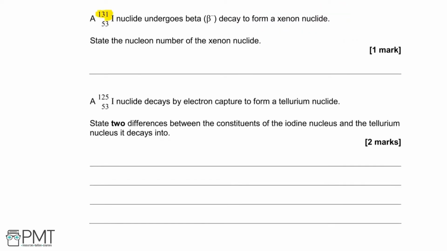An iodine 131 nuclide undergoes beta decay to form a xenon nuclide. State the nucleon number of the xenon nuclide. Now with beta decay, the nucleon number does not change because either a proton turns into a neutron or a neutron turns into a proton. And remember, where protons and neutrons are both nucleons, that overall number doesn't change. So actually it stays at 131. You don't need to explain why for that question, it's just one mark. You just need to state the value.